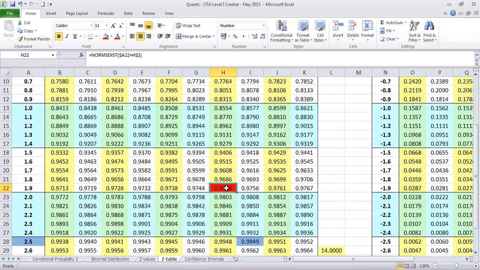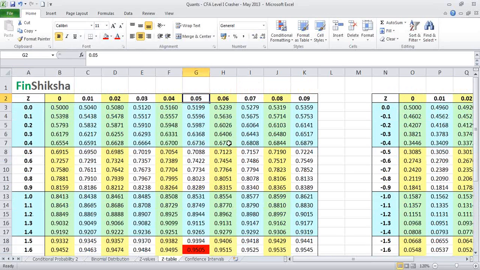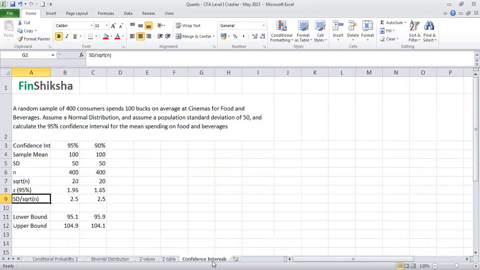If I was looking at a 90% confidence interval, then I would look at the value somewhere here, 95% on one side and 5% on the other side. So effectively I have to do plus minus Z values here, which is 1.65. Fine. So that's what we have calculated here. This is the Z value at 95%. This is the Z value at 90%. I am solving for both of these.